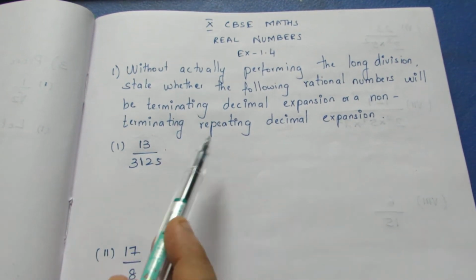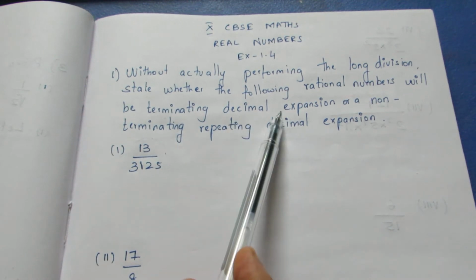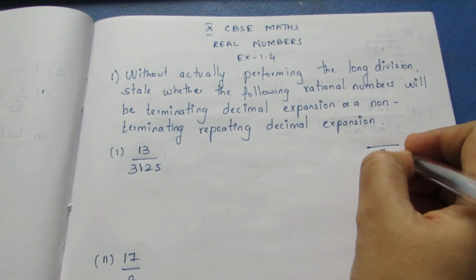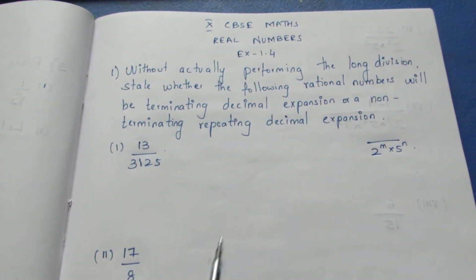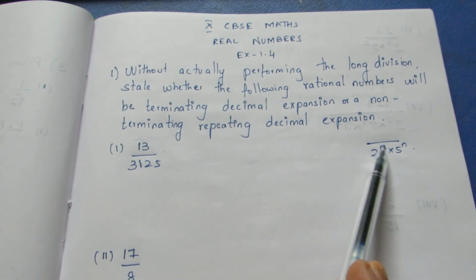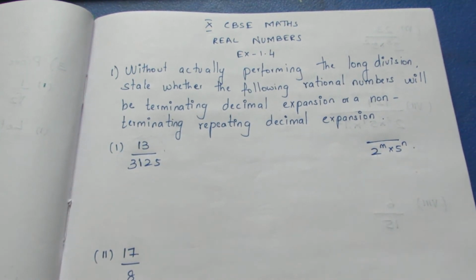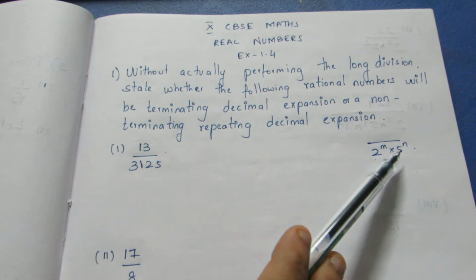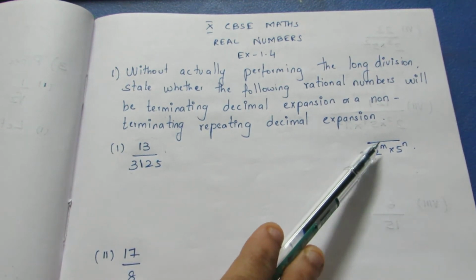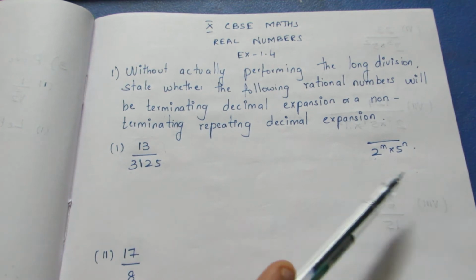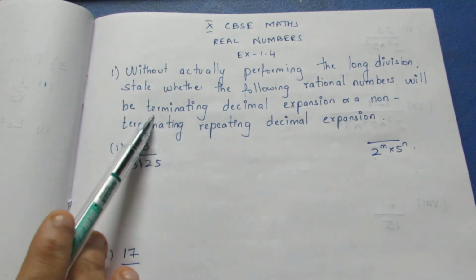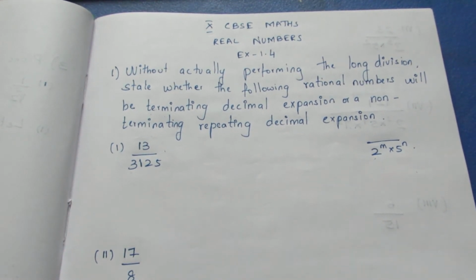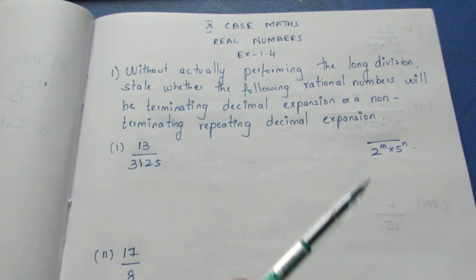The condition for a terminating decimal expansion is that the denominator should be in the form 2 power m into 5 power n. It can be any numerator, but the denominator should be in the form 2 power any number into 5 power any number. So let us check whether the denominator is in this form. It can be 2 power m into 5 power n, or 2 power m only, or 5 power m only. So there are three conditions for this to be a terminating decimal.